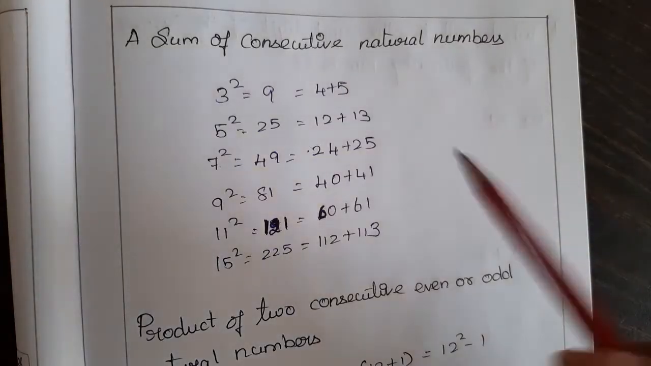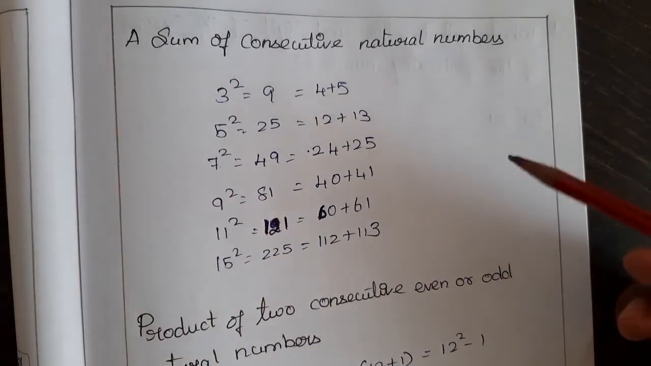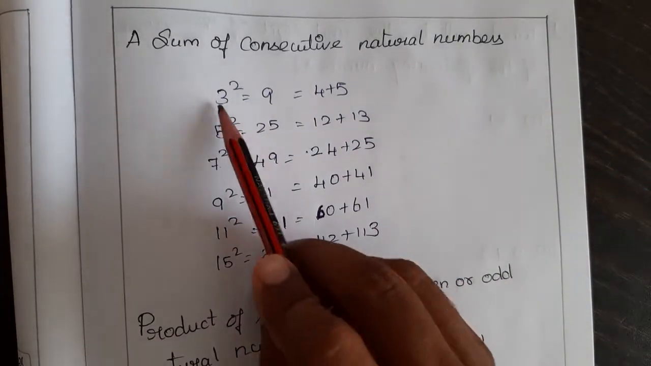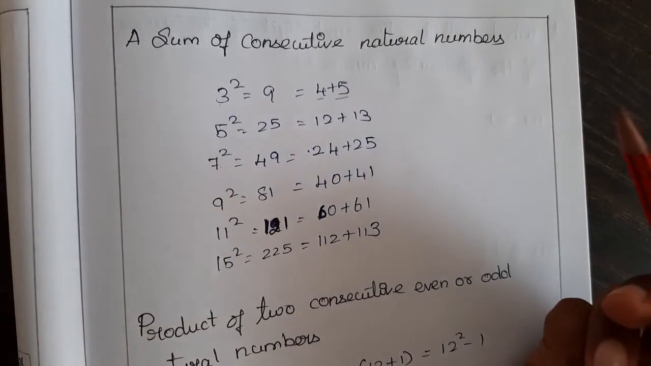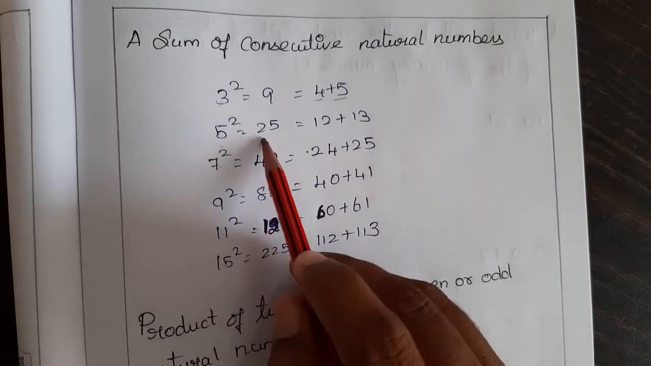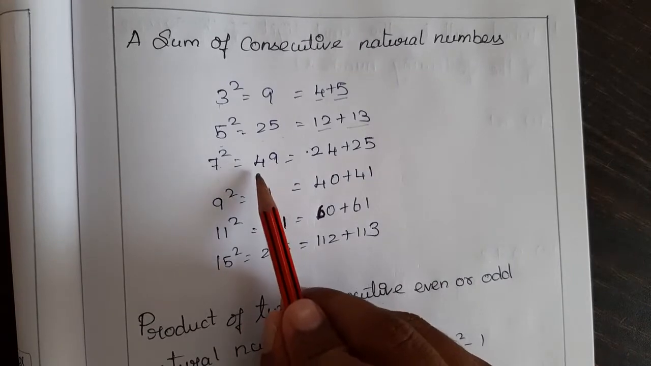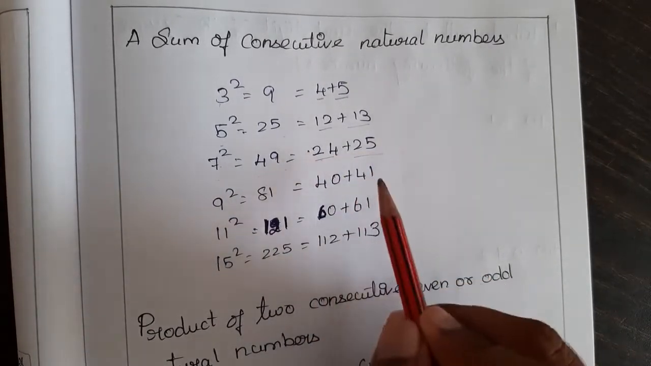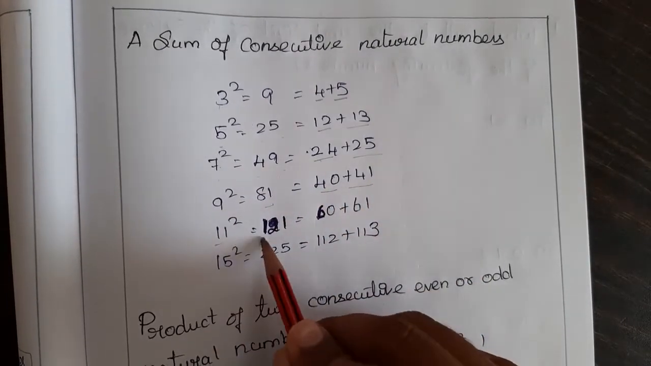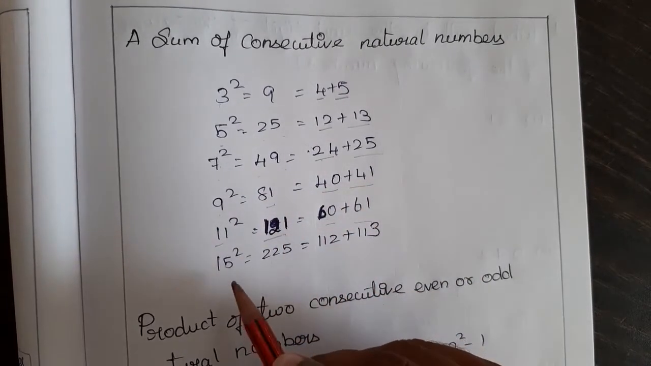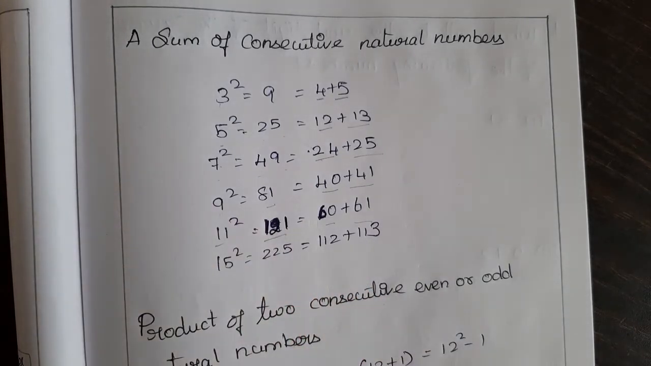And here the next, a sum of consecutive natural numbers. So here it deals with consecutive natural numbers. You can see, 3 square is equal to 9, which we can represent as 4 plus 5. It's consecutive natural numbers, right? And 5 square is 25, which we can write as 12 plus 13. And 7 square is 49, which we can write as 24 plus 25. 9 square is 81, you can see 40 plus 41. 11 square is 121, which is 60 plus 61. 15 square is equal to 225, which is 112 plus 113.